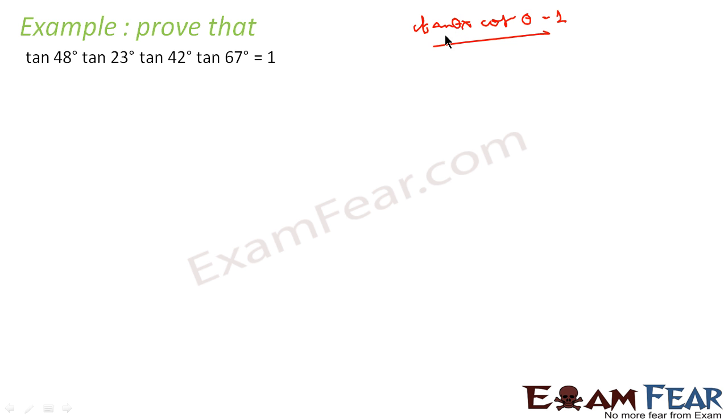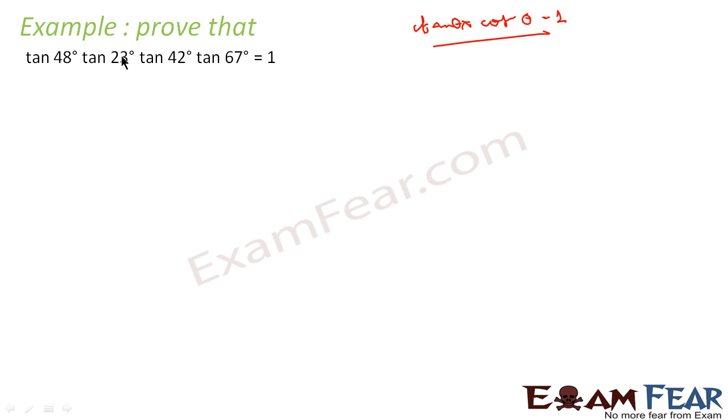We'll take one more example. This is a little tricky. Tan 48, tan 23, tan 42 and tan 67. We need to find the value. We know that tan into cot is equal to 1. Tan theta into cot theta is equal to 1. We know this value, right? Because tan theta is equal to 1 by cot theta.